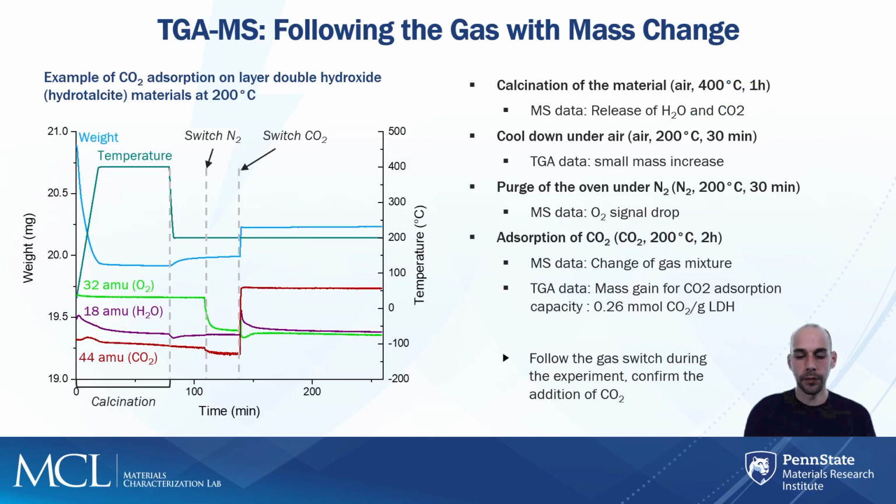Another potential application of TGA-MS is for monitoring gas adsorption such as carbon dioxide uptake on hydrotalcite material. TGA-MS allows you to track mass change and MS signal variation for carbon dioxide, oxygen, and water during the calcination step, purging, and adsorption step. Switching the carrier gas and monitoring the corresponding MS signal allows you to confirm the addition or depletion of the specific gas. The mass gain after the introduction of carbon dioxide allows you to quantify the adsorption capacity of the material, demonstrating the value of TGA-MS for studying gas-solid interaction.